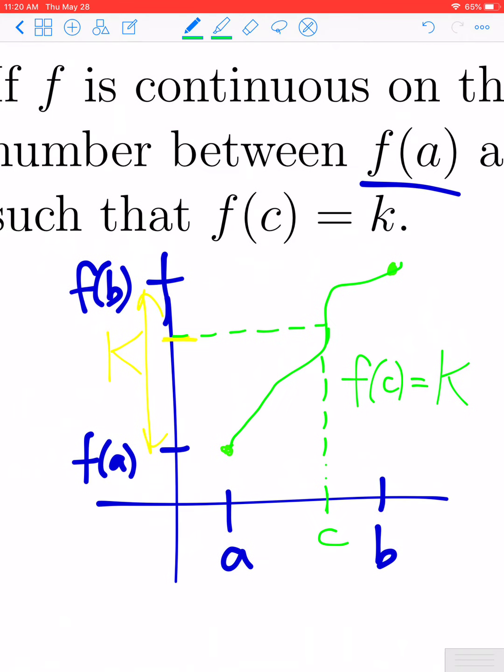And it makes sense, because if that wasn't the case, then there'd have to be a break or a jump or something funky going on for the function values to miss that value k. If f is going from f of a to f of b on the interval, then essentially it has to hit every value on the way there.